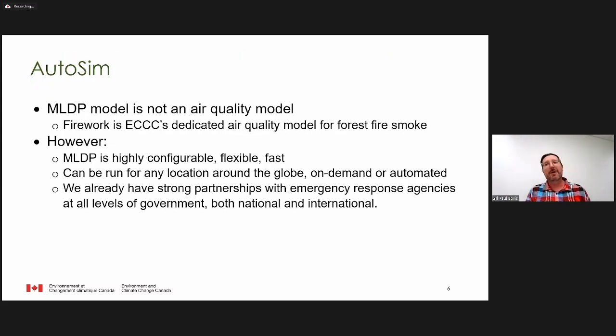So it's important to note that while the MLDP, which is being used for AutoSIM, is not an air quality model in the classical sense, such as FireWork, which is available on weather.gc.ca, it is highly configurable, flexible, and fast. It can be run for any location globally, either on demand or automated. Additionally, because we have established strong partnerships with emergency response agencies over the years at all levels of government, be they national or international, we are already a trusted source for forecast guidance within this community.